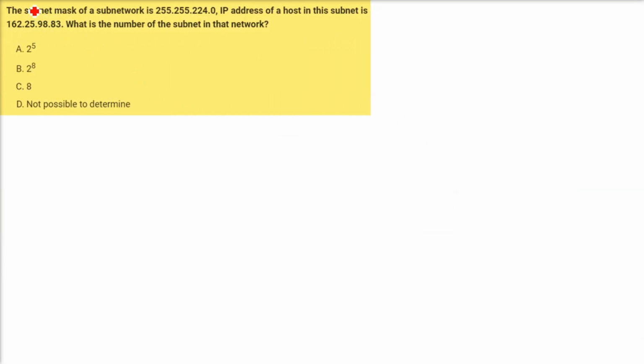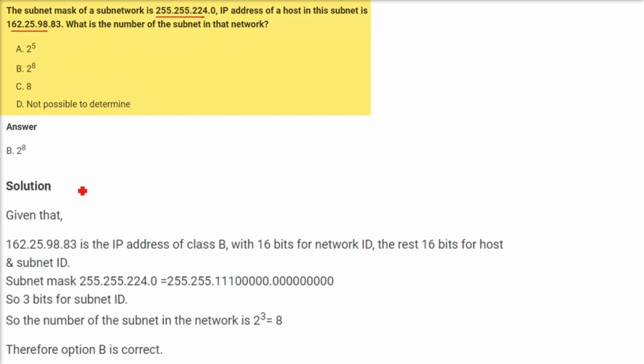The subnet mask of the subnetwork is 255.255.224.0. The IP address of the host in the subnet is this one. What is the number of subnets in that network? In order to find the subnets, you just have to know how many bits are being borrowed from the host bits. Since it is already given, it is 162.255.98.83.